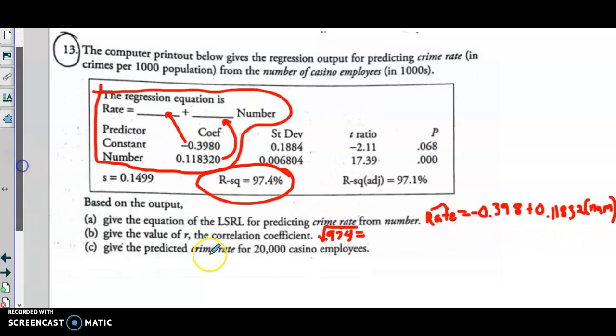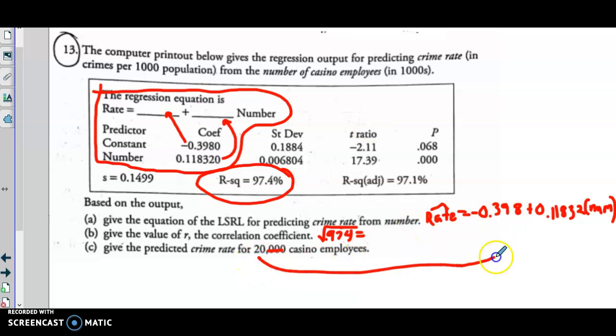And then next, give the predicted crime rate for 20,000 casino employees. So 20,000, obviously that's what I want to put in for number. But I don't want to put 20,000 because it's already in thousands. So I'm going to cross out these three zeros. It told me in thousands. So I'm just going to put 20 in. So this 20, I will plug in for that number and calculate and find an answer there. So I showed this question again, usually in an FRQ or a multiple choice. A lot of times you're given a computer printout. So that's how you read a computer printout.